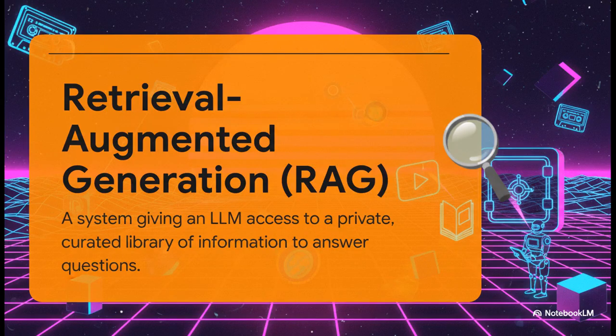Okay, so RAG, what is it? In the simplest terms, it's a system that stops the AI from just guessing answers based on everything it's ever seen on the internet. Instead, it forces the AI to look up answers from a private, trusted library of information that you get to give it.